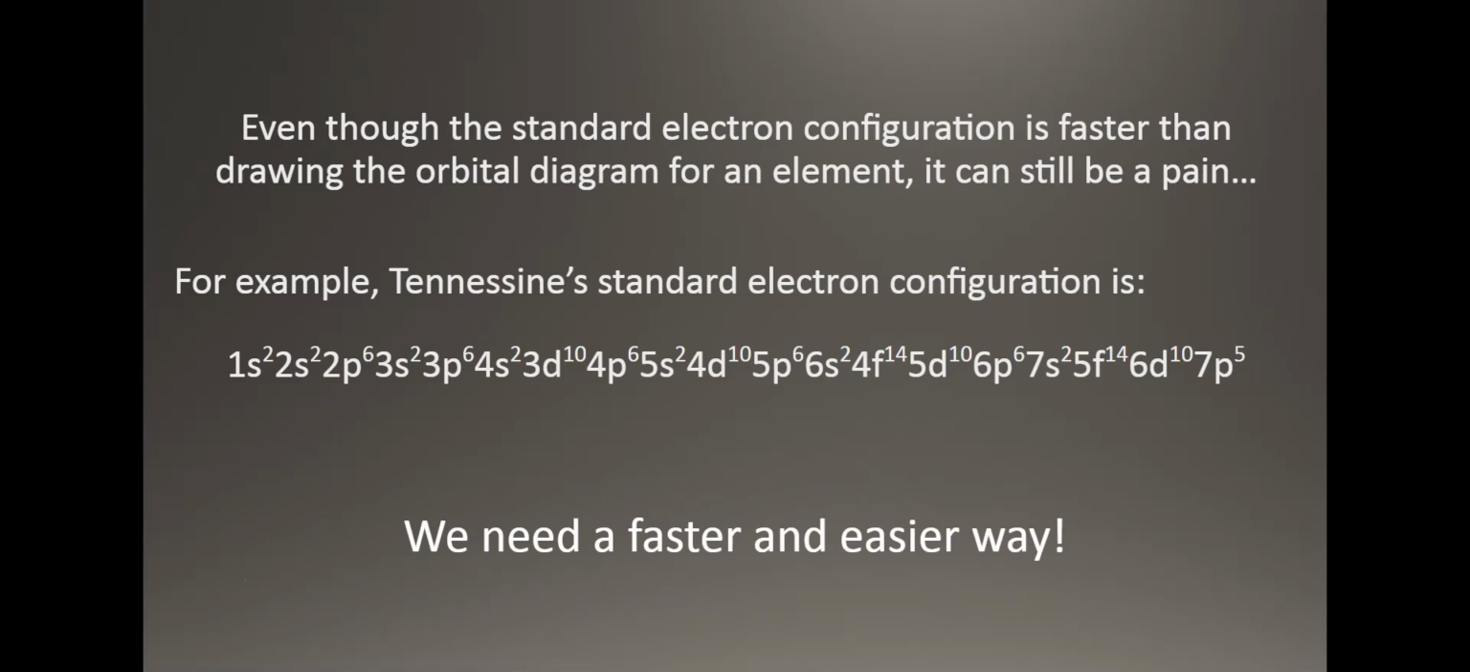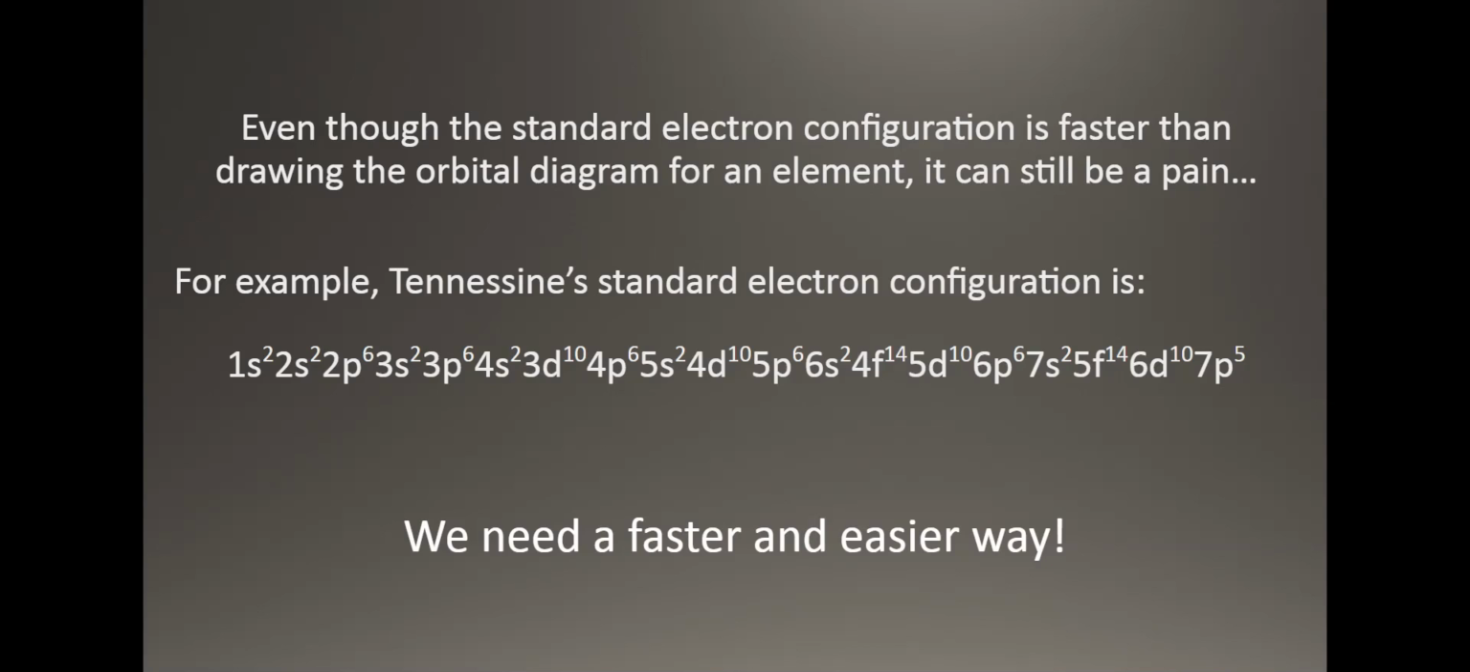Okay, hi everyone. This video is going to focus on condensed electron configuration, which is a faster and easier way to describe where the electrons are in an atom. Even though standard electron configuration is faster than drawing the orbital diagrams with all those boxes and arrows, it can still be a pain. I'm not going to deny that fact.